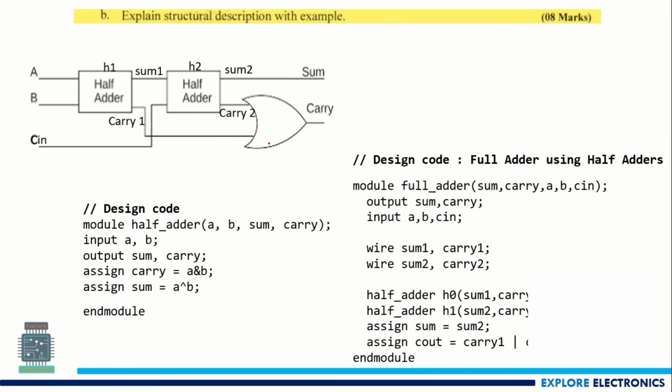Explain structural description with example. Here structural description with example they have asked. Structural description, in the sense, means our design should contain lower modules and we need to instantiate those. This is the instantiation of half adder to get full adder. I have taken a full adder design using two half adders. This is the diagram, and here I have written the first half adder code, and using that I am writing the full adder. This gives 2 marks for this, 2 marks for this and 4 marks for this.